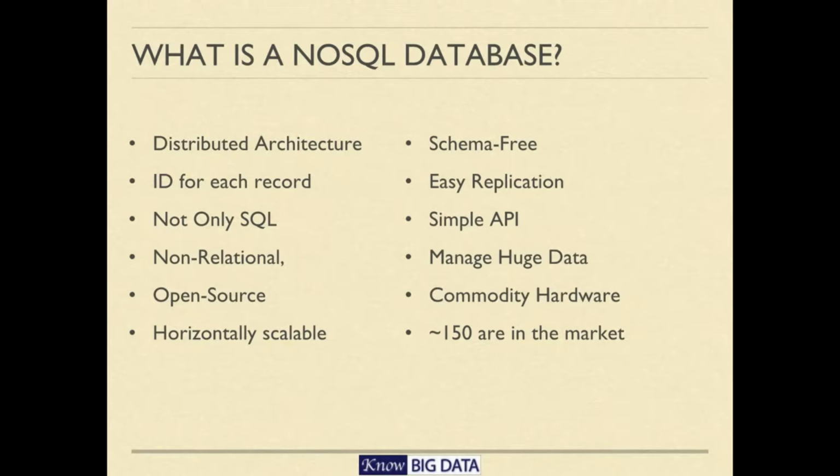All right. Third is horizontally scalable, of course. That is the property of NoSQL, and schema free. All right. And then easy replication, simple API, and managing huge data on commodity hardware. Okay, so generally these NoSQLs are not able to provide a SQL kind of structure.